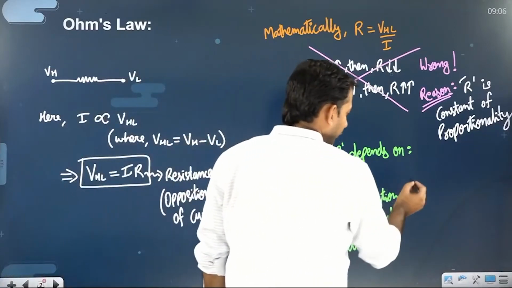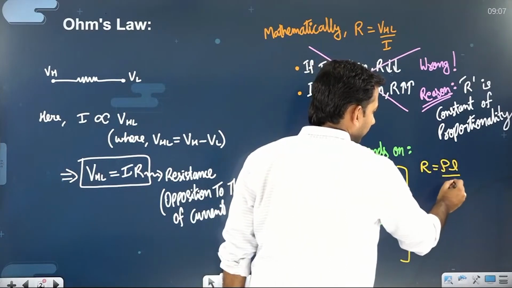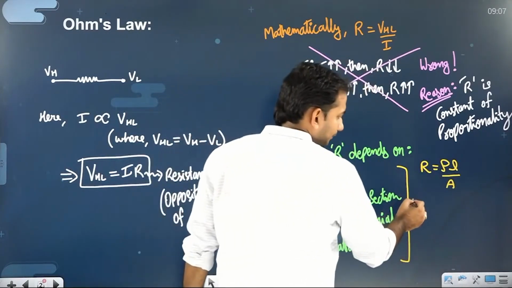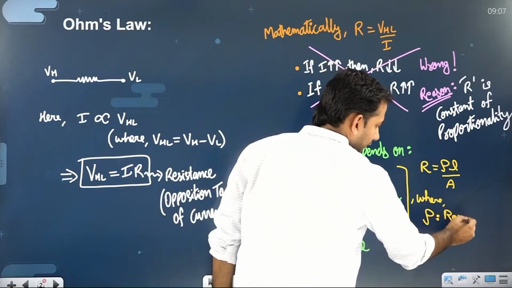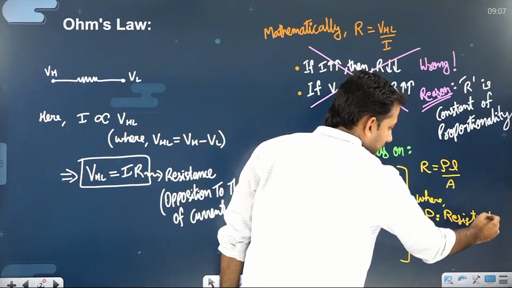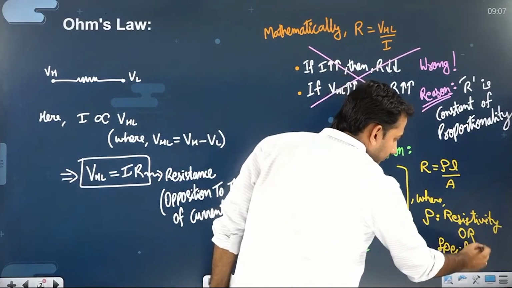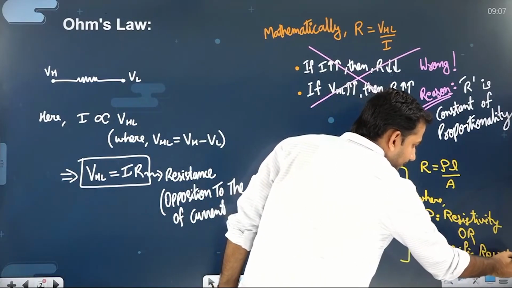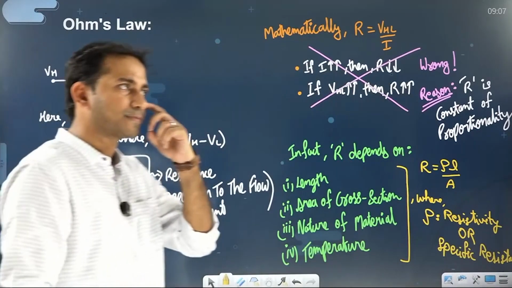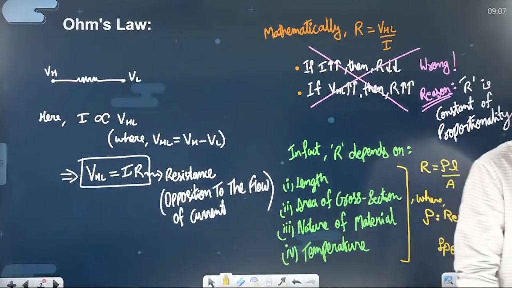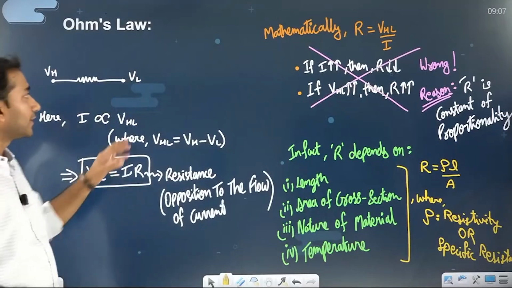And how does it depend? The formula is given by R equals rho L by A, where rho is also called resistivity or specific resistance. I hope that's clear to you. All right, so this is a brief overview regarding Ohm's law.